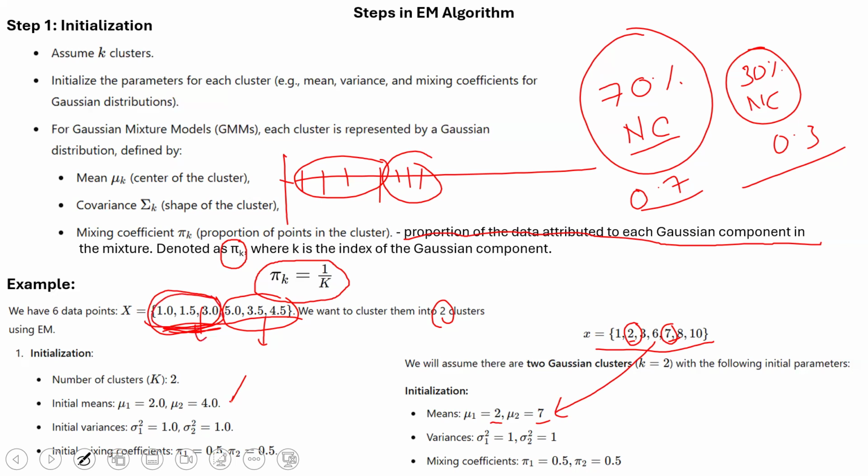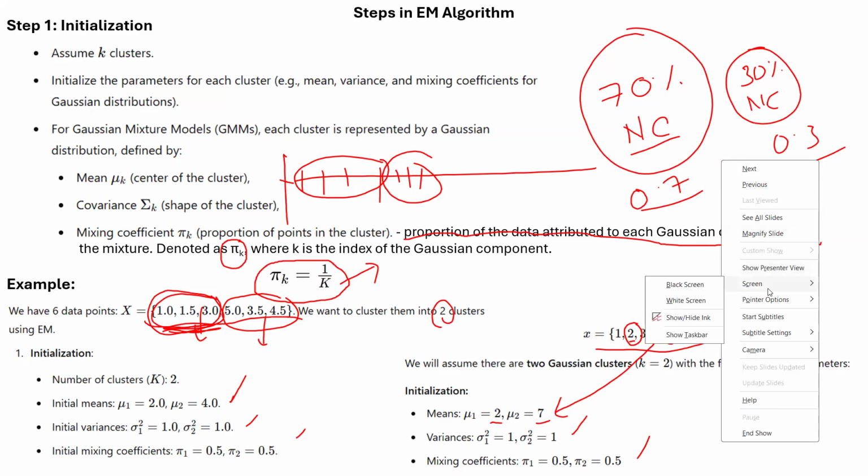You choose them as the means, and the variance we choose as some random value. In most cases we come up with the variance as 1, so we choose that as 1. And the mixing coefficient is 1 by k, as the number of clusters is 2. Here we come up with pi 1 as 0.5 and pi 2 as 0.5. That is how you initialize the values in the EM algorithm.